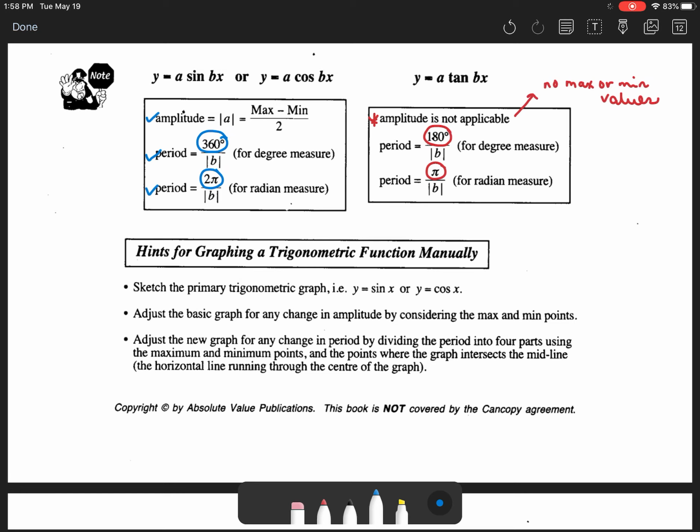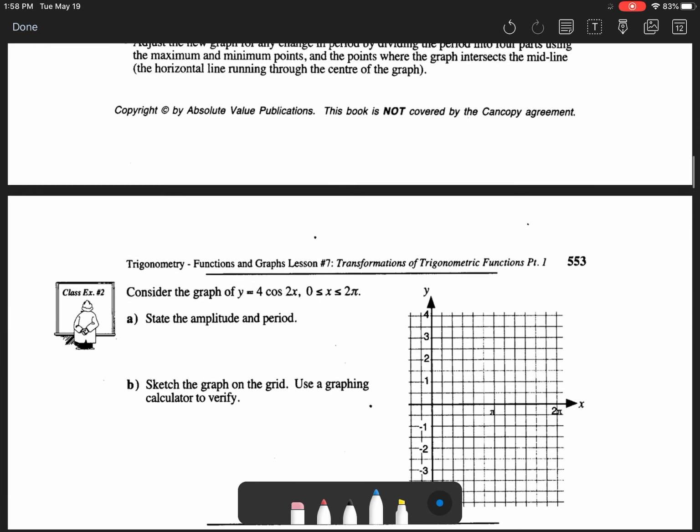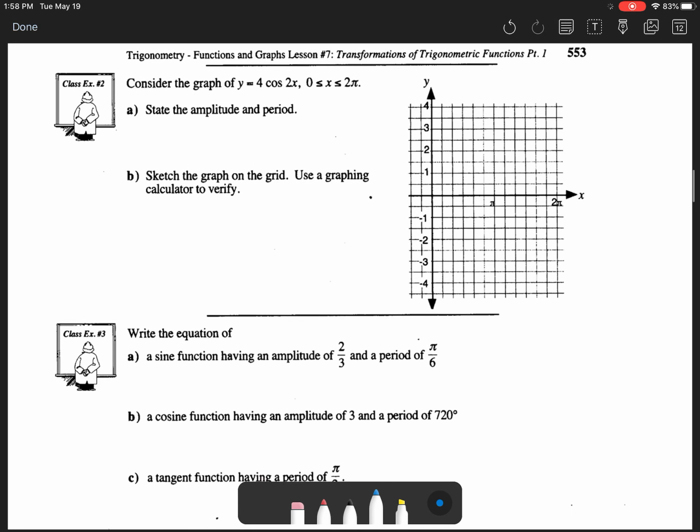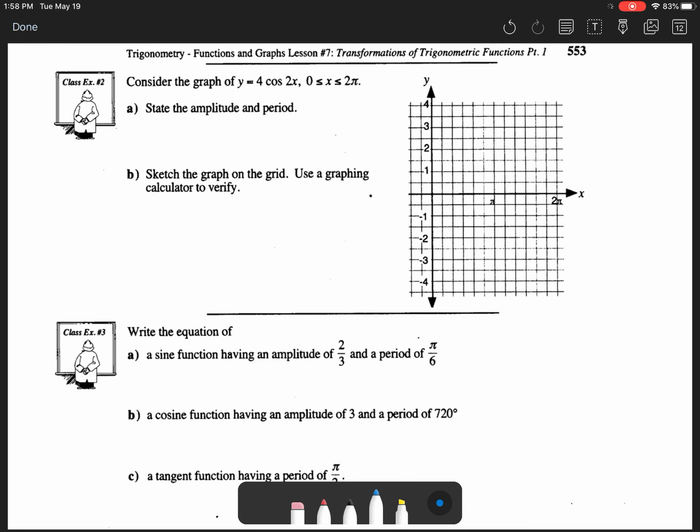Okay, so do your vertical stretch on the graph, and then adjust the graph for any change in period. So then do your horizontal stretch, okay? And I'll show you how to do that here on the next page. So it says, consider the graph of 4 cos of 2x between 0 and 2 pi.